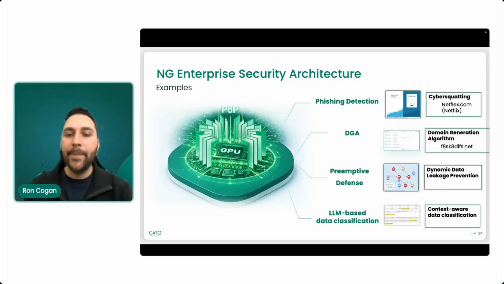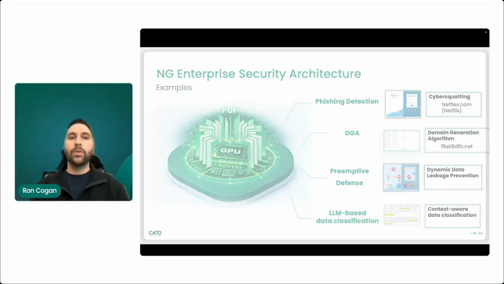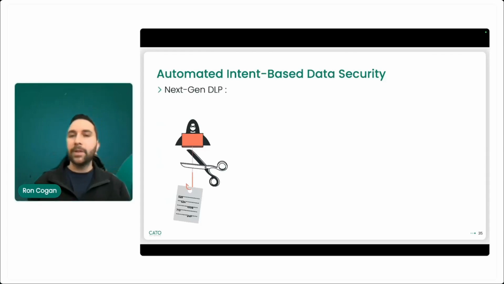And lastly, LLM-based data classification, which is coming soon. Whenever we analyze data and try to understand if it contains sensitive information or not, we will use LLMs to understand the full context of the data we are scanning and assess whether sensitive information is embedded there, which will not necessarily be caught by traditional DLP engines. So what we are seeing is a shift toward the next generation of DLP, which means automated, intent-based data security.